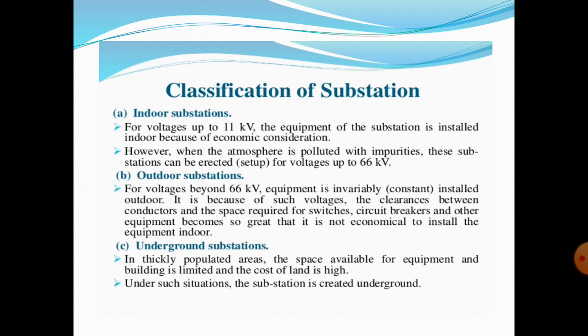For outdoor substations, the voltage ranges beyond 66 kV, which means we have to use outdoor substations. In these substations, the equipment is installed outdoors. This is the main thing. At such voltages, the clearances between the conductors and the space required for switches, circuit breakers and other equipment become so great that it is not economical to install the equipment indoors.